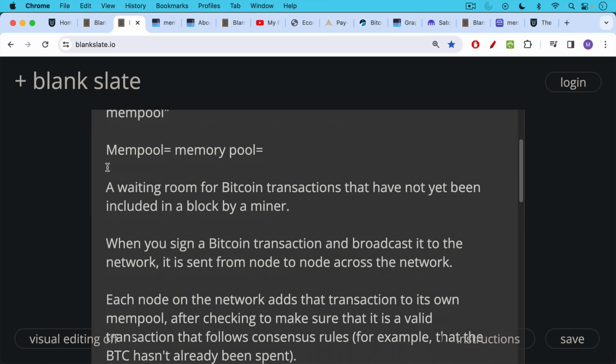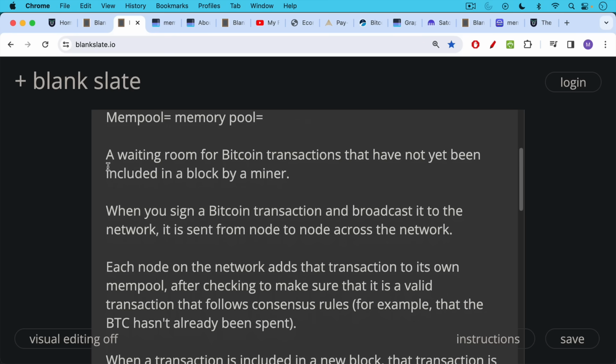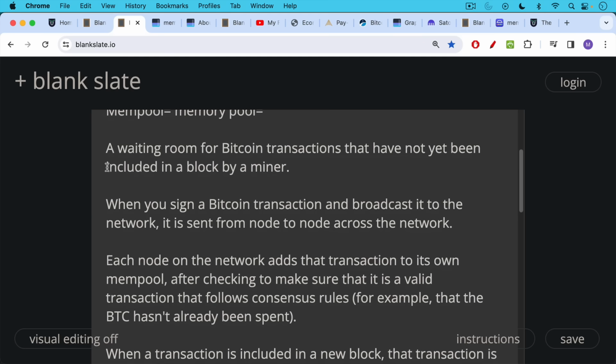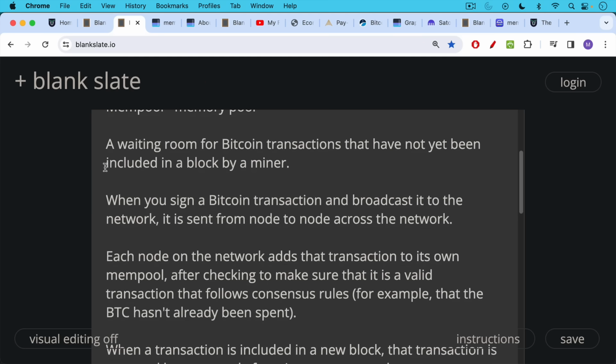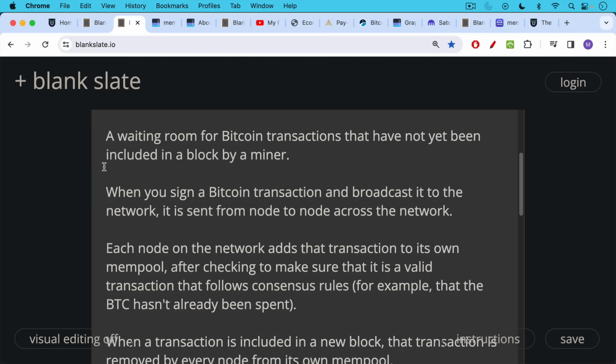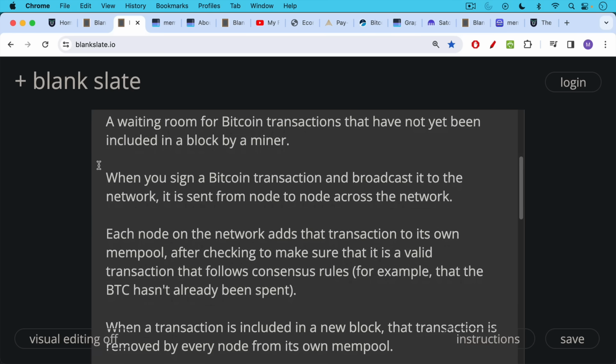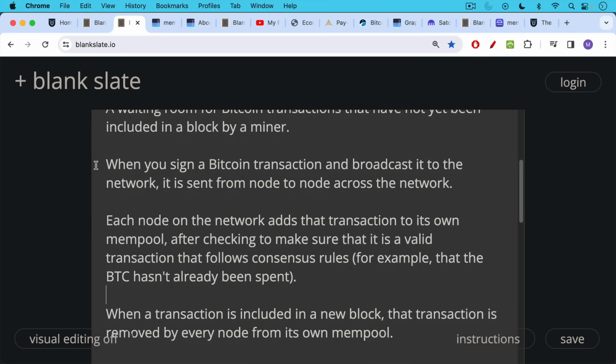So when you sign a Bitcoin transaction and broadcast it to the Bitcoin network, it's sent from node to node across the network, and each node on the network adds that transaction to its own mempool after checking to make sure that it is a potentially valid transaction that follows consensus rules. For example, that the Bitcoin in the transaction hasn't already been spent. That would violate the double spending rule.